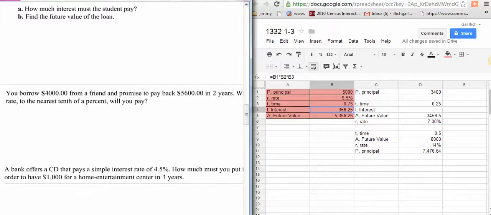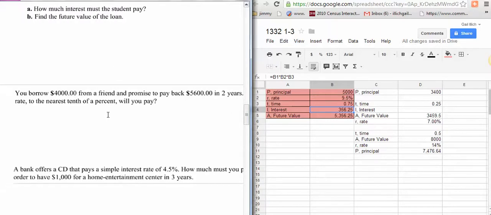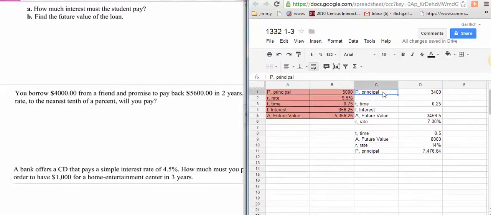It says you borrow $4,000 from a friend and promise to pay back $5,600 in 2 years. What's the simple interest rate to the nearest tenth of a percent you'll pay? Well, that's this one over here. This formula is the one where it calculated the rate for us. Okay, so we borrow $4,000. The time is 2 years. The interest is what we're looking for.